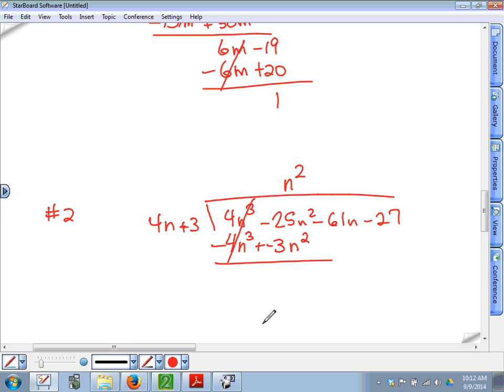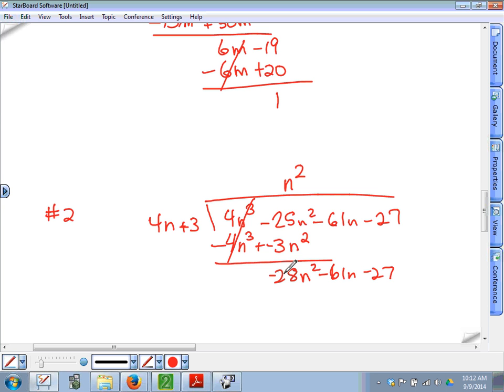The one thing that students just struggle a lot with is not being careful with this. Negative 25 and negative 3, what does that combine to? Negative 28. Negative 28n squared. Now drop down all the other terms. We have a negative 61n minus 27. And our process starts over.